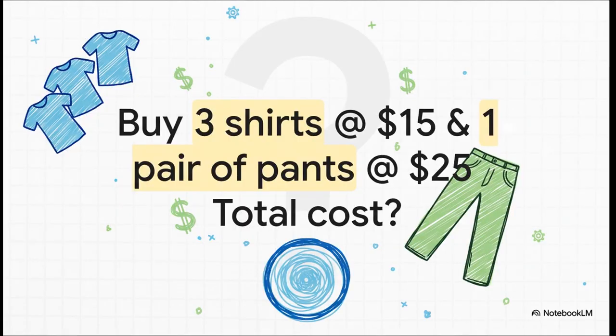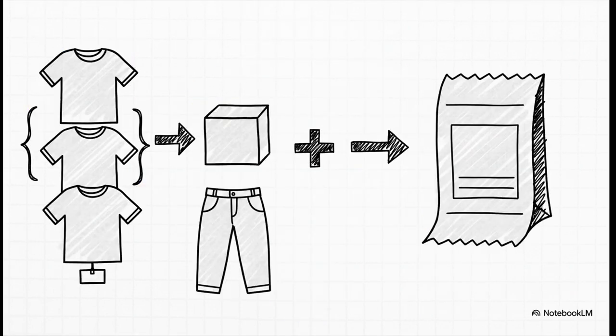Okay, let's bring this out of the classroom and into the real world. Picture this, you're out shopping. You grab 3 shirts that are 15 bucks each and a pair of pants for 25 bucks. All whole numbers. So what's the grand total? The math here is pretty straightforward. You just multiply those 3 shirts by $15, which gets you 45. Then you just add on the 25 for the pants. 45 plus 25 gives you 70. The total cost is $70. See? All whole numbers all the way through.